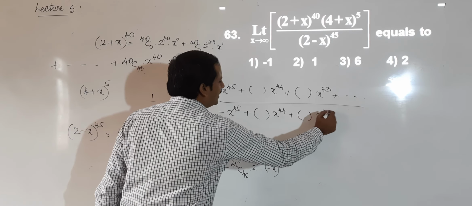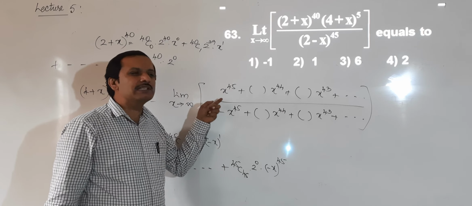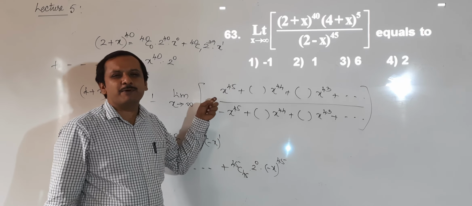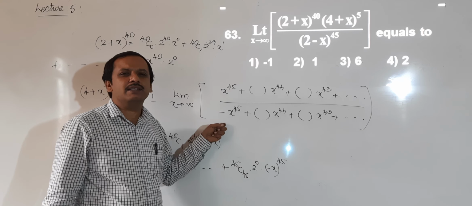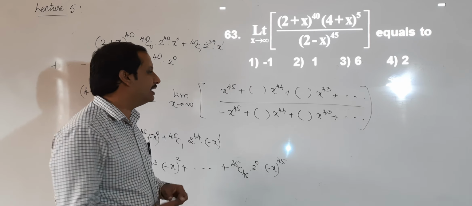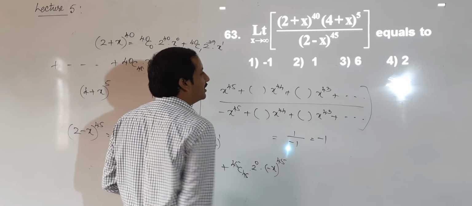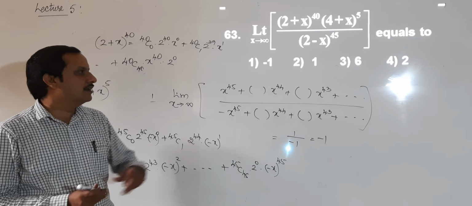See, first thing we want to know is what is the degree of the polynomial, of the numerator as well as the denominator. After that, what is the coefficient of highest power of x? We are only interested in that. So now both are polynomials of the same degree, hence the answer is the coefficient of highest power of x in the numerator divided by the coefficient of highest power of x in the denominator. So the answer will be 1 by minus 1, which is equal to minus 1. First option is the answer.